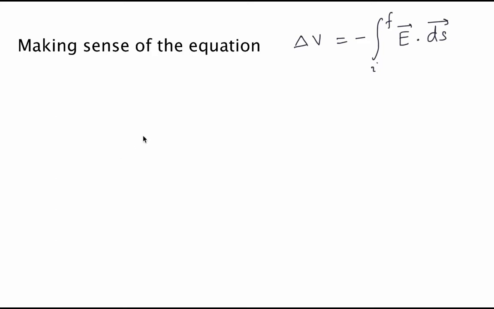Okay, to make sense of the equation we derived in the previous video, think about two points in space. The first one is my initial point, where I begin, and the coordinates are xi, yi, and zi. And I have the final point, with coordinates x final, y final, and z final.